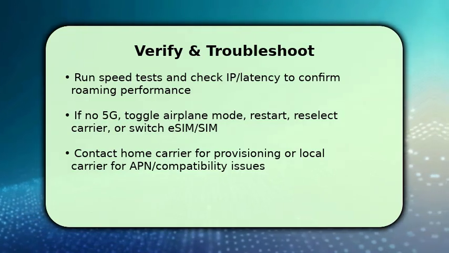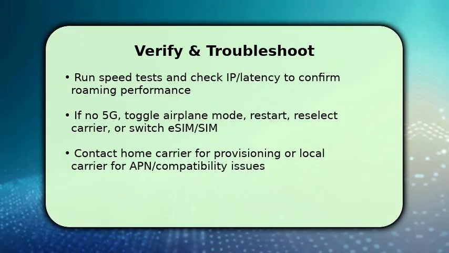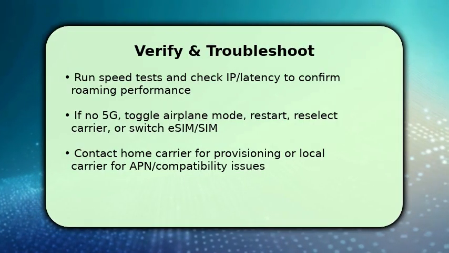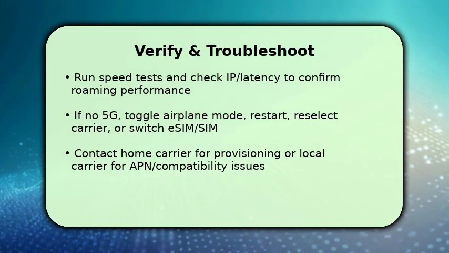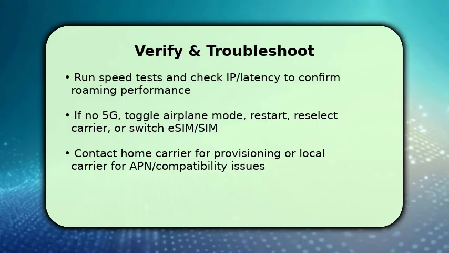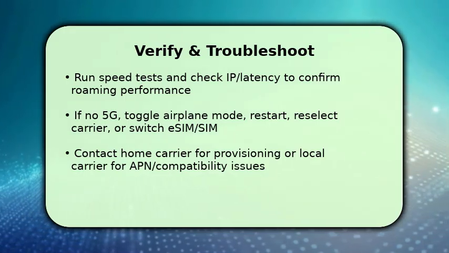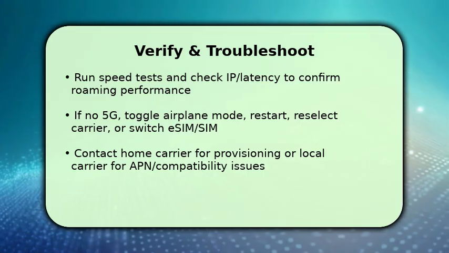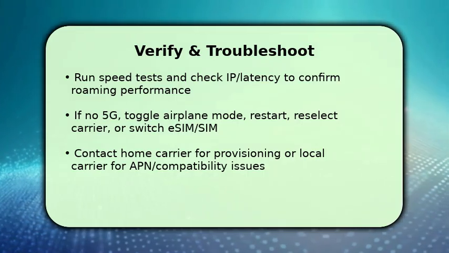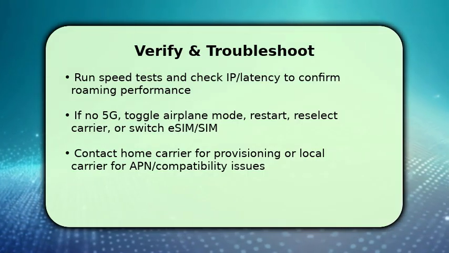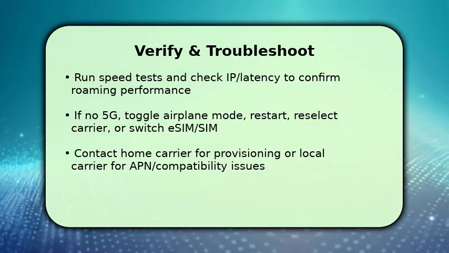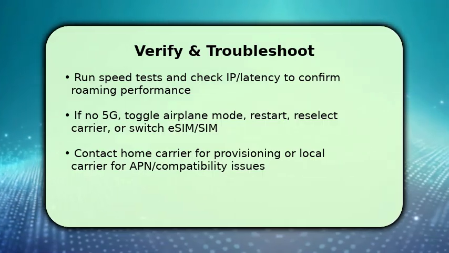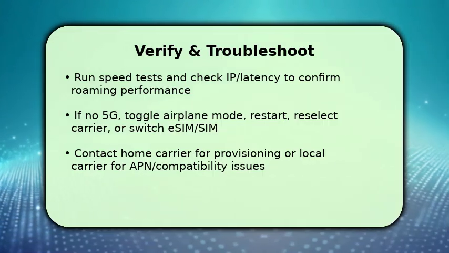If you don't see 5G, toggle airplane mode, restart your phone, then reselect the carrier. If that fails, switch to your backup eSIM or physical SIM and try again. Make sure to double-check APN settings. If problems persist, contact your home carrier to confirm roaming provisioning and the local carrier to verify compatibility. This typically resolves most issues quickly.